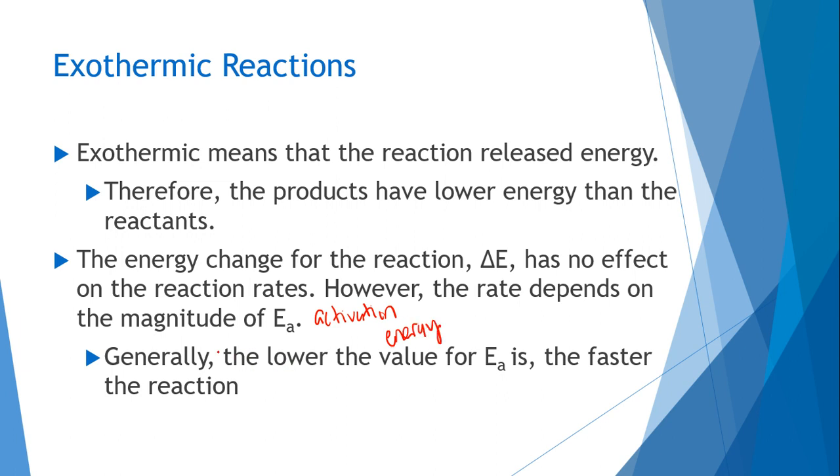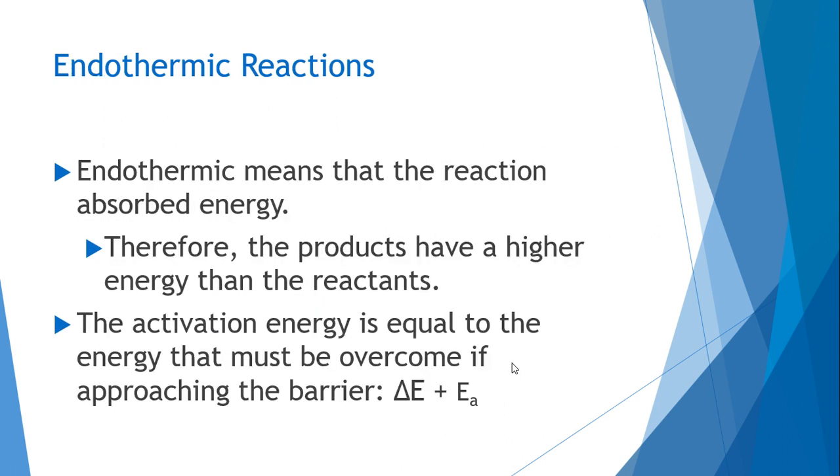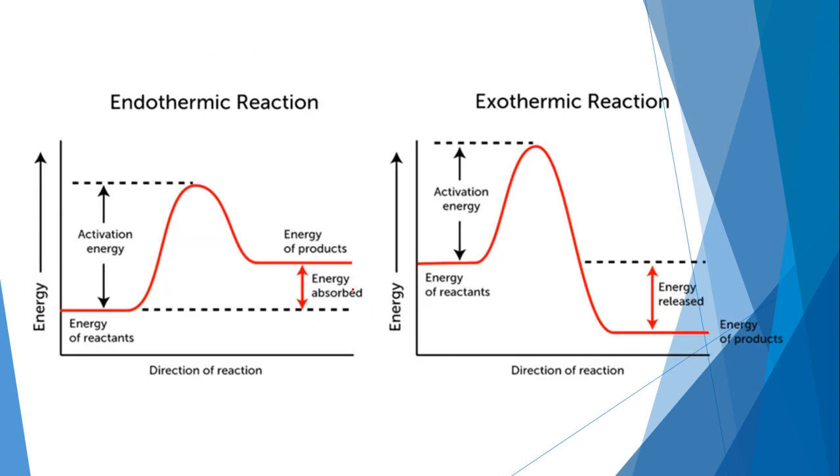Generally, if I was going to put this into a statement, the lower your activation energy is, the faster the reaction, because you don't need as much energy to get it going. Endothermic, on the other hand, this means that your reaction absorbs energy. And because it absorbs energy, typically your products are going to have higher energy than your reactants because it has gained some. So if it's absorbed more, of course, you're going to add more energy to it. So typically your activation energy is equal to your change in energy plus your activation.